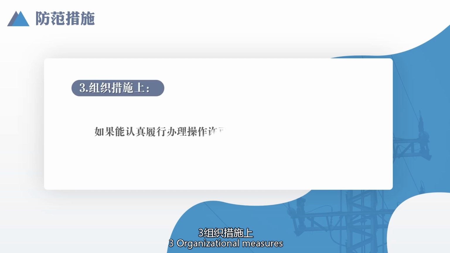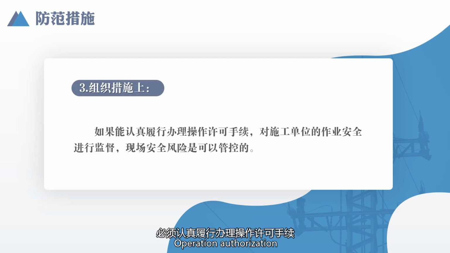3. Organizational measures: operation authorization procedures must be carefully carried out, and the construction units must provide safety supervision of operation safety. Then site safety risks can be controlled, and such accidents can also be avoided.